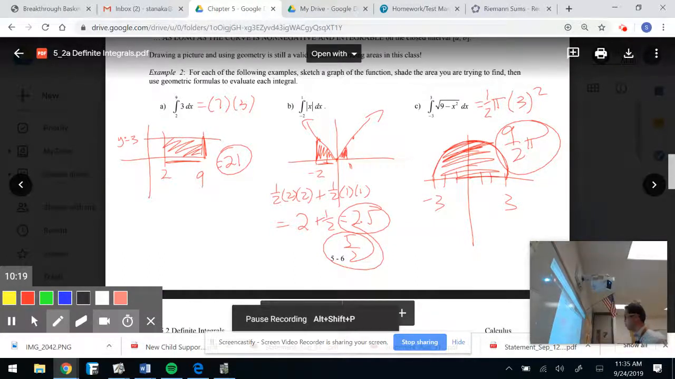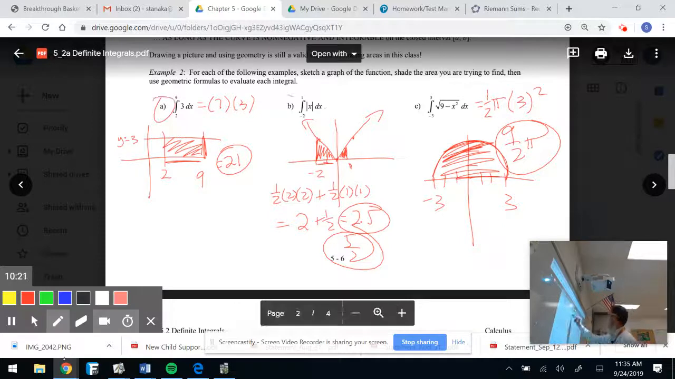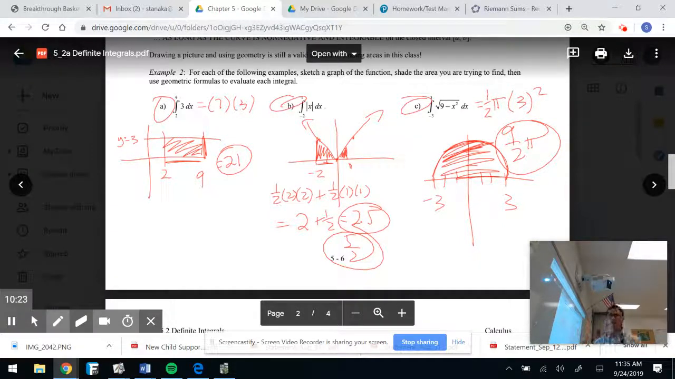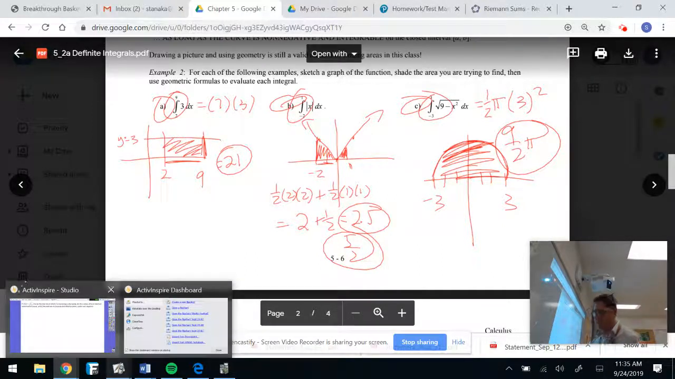Quick question for you guys. Are A, B, and C exact areas or approximated? Those are exact, right? We didn't have to use LRAM, we didn't use RRAM, we didn't use MRAM. But what we did do is we used geometry, and it's not a curve. Well, the circle's a curve, right? But we have a formula for the area of a circle, right? So those are all, believe it or not, exact areas. And that's what the integral symbol means. They want us to find the exact area. Okay?